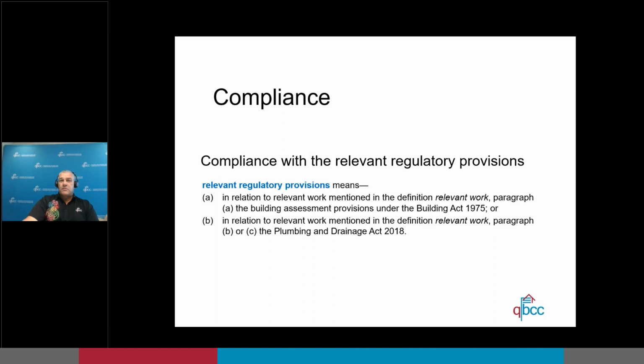One of the important things to remember for the relevant regulatory provisions under the Plumbing and Drainage Act for non-conforming building products is Section 65, which requires that a plumber can only install a thing that is watermarked. So it's quite simple. If a thing doesn't have a watermark, it's going to be an NCBP.